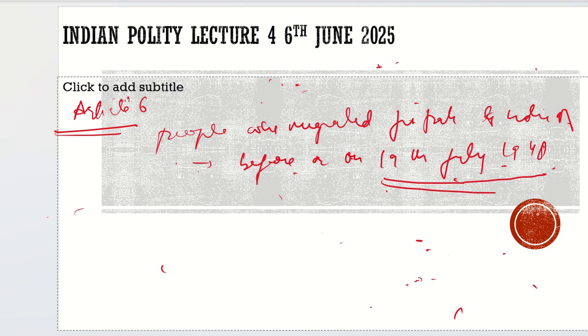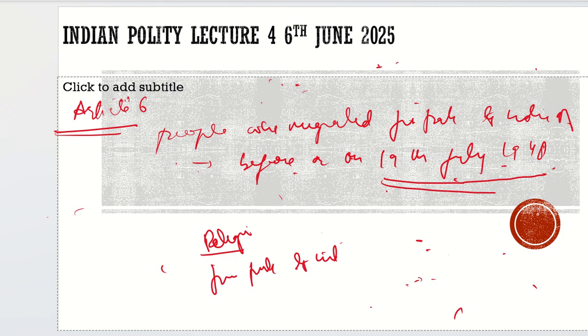We know that our country was divided on the basis of religion. On the basis of religion, our country was divided, and people started to migrate from India to Pakistan, majorly Muslims, and from Pakistan to India, majorly Hindus, Christians, and Sikhs. They started migrating to the Indian side. So here, Article 6 deals with those people who migrated from Pakistan to India before this date.